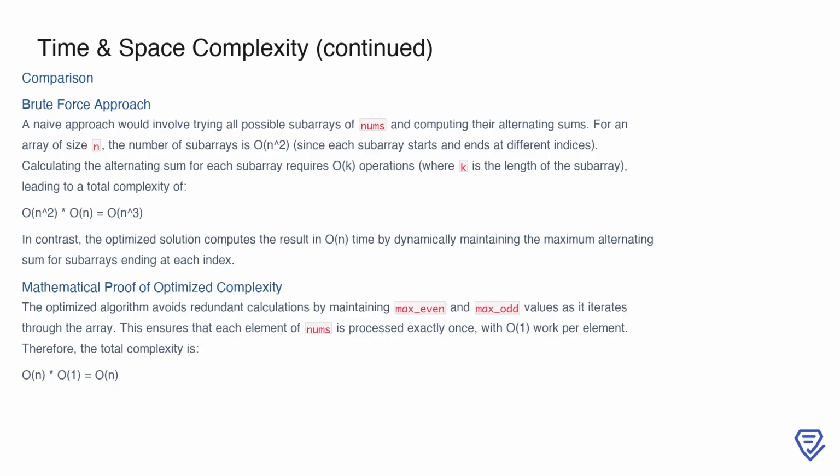In contrast, the optimized algorithm avoids redundant calculations by dynamically maintaining the max_even and max_odd values as it iterates through the array. This ensures each element is processed exactly once, with only O(1) work per element. As a result, the total time complexity is reduced to O(n), a dramatic improvement over the brute force approach.